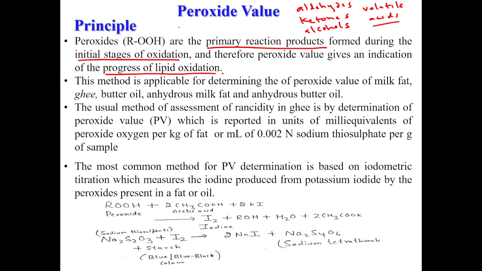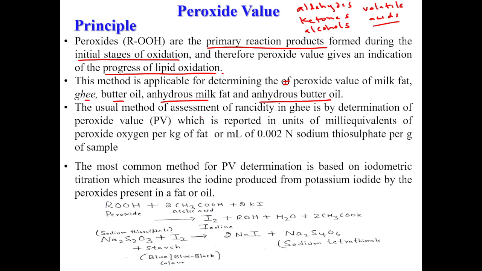But in this test, we are determining the initial product of the oxidation, which are the primary oxidation products, peroxides and the hydroperoxides. So this method is applicable for determining the peroxide value of milk fat, ghee, butter oil, anhydrous milk fat, and anhydrous butter oil. So any type of the sample we can determine the peroxide value.